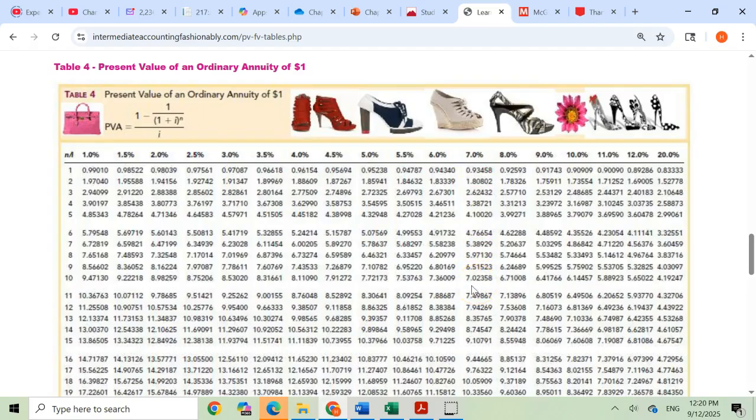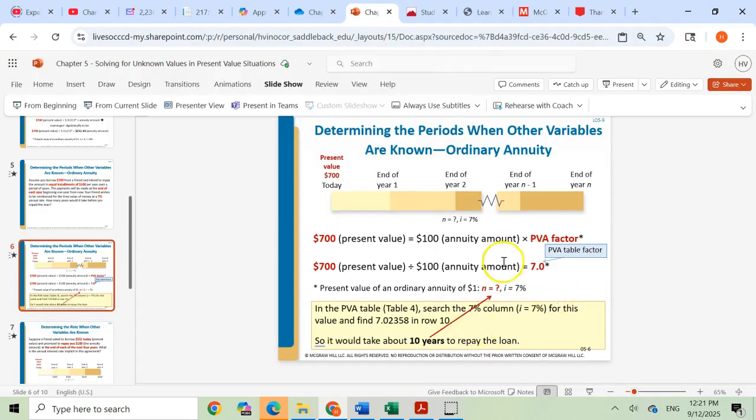Now, you see here, when I look at n equals 10 at 7%, it's 7.02358. And the next one down, if I went to 11 periods, it's 7.4. So it's really close to n equals 10. I'm going to say that it is over a 10-year period. And that's exactly what we see here.